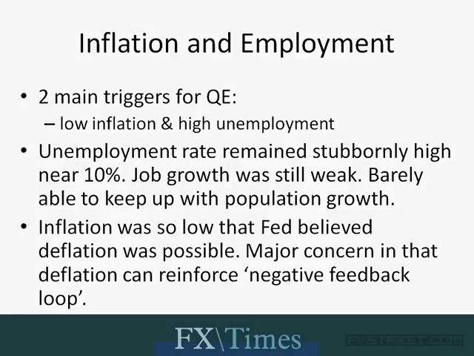Unemployment rate remains stubbornly high, above 9%, close to 10%. Job growth was weak during this time, both at the start of quantitative easing 1 and during quantitative easing 2. And GDP growth was not strong enough to create the jobs to even keep up with population growth. Also, inflation was so low that the Fed believed deflation was possible, and that's a major concern, because it creates a negative feedback loop.